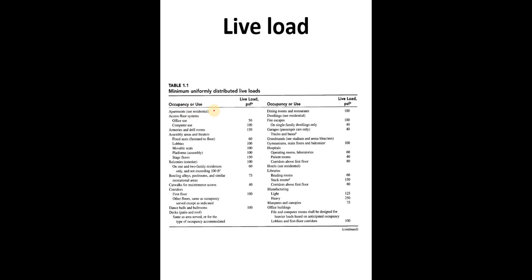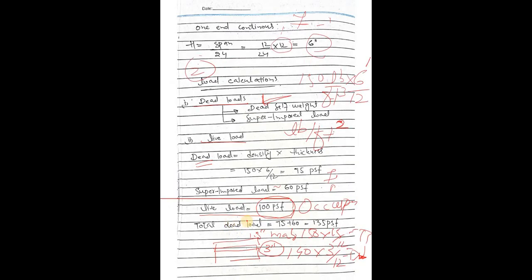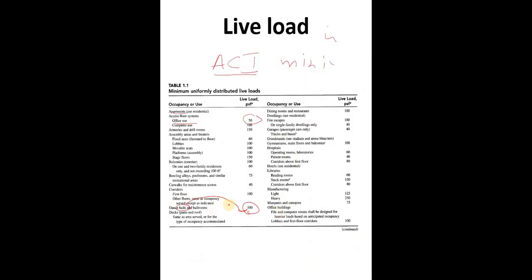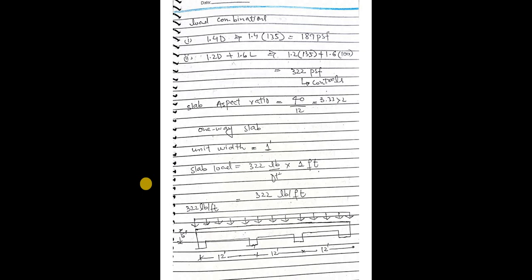from different codes. I have taken this screenshot from ACI. You just type ACI minimum live load in Google, and you find this load in this table. For example, for an apartment or office it is 50 pounds per square foot, and this is our hall, so hall has a 100 pounds per square foot load. So this is our live load, and we add the total dead loads. So the total dead load is 135 pounds per square foot, and the total live load is 100 pounds per square foot. So the next step is load combination.